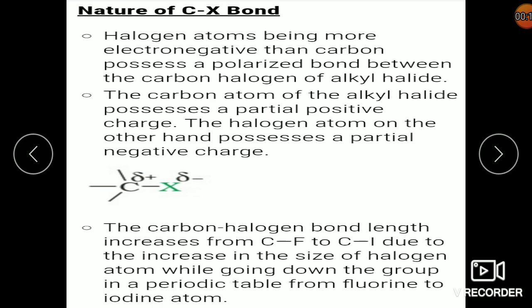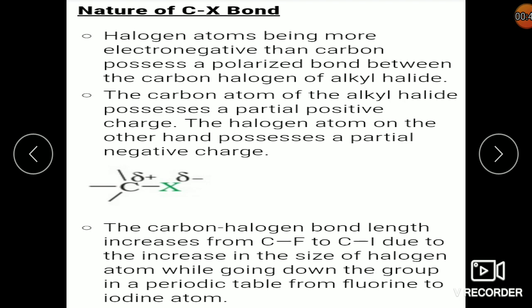Here we'll see the nature of the C-X bond, that means the carbon-halogen bond that is present in haloalkanes. Now we know that halogens belong to group 17 and carbon belongs to group 14. When we move from left to right, from group 14 towards group 17, electronegativity increases. So out of carbon and halogen, halogen is more electronegative. Electronegativity is the nature by which an element attracts the shared pair of electrons toward itself.